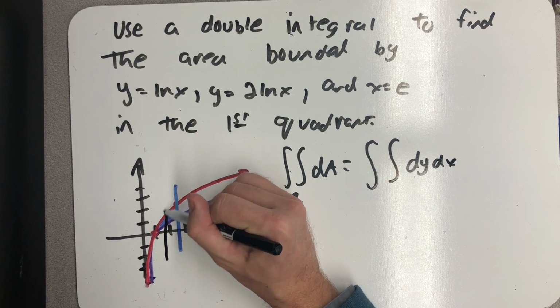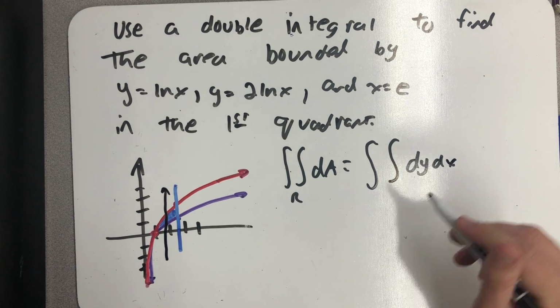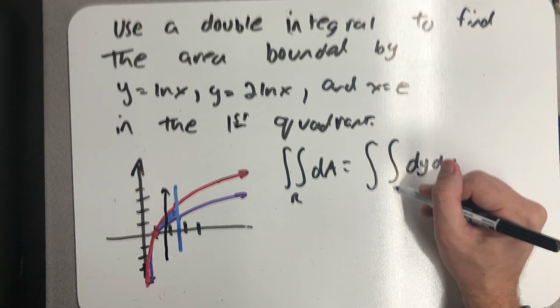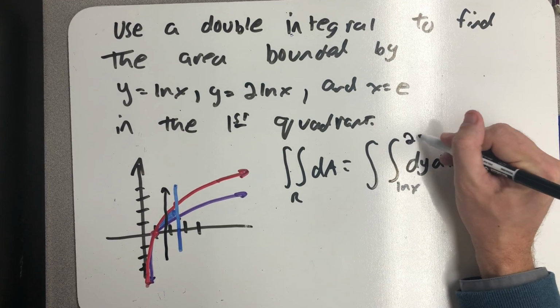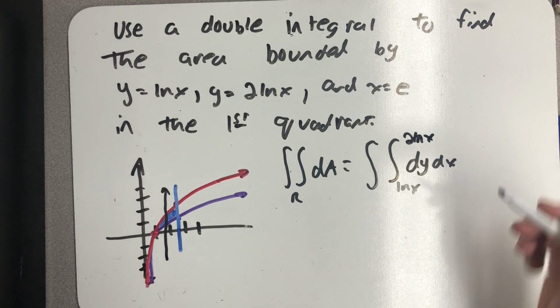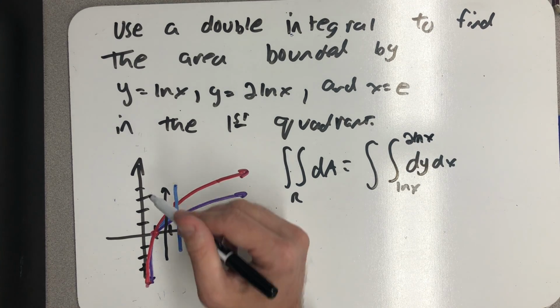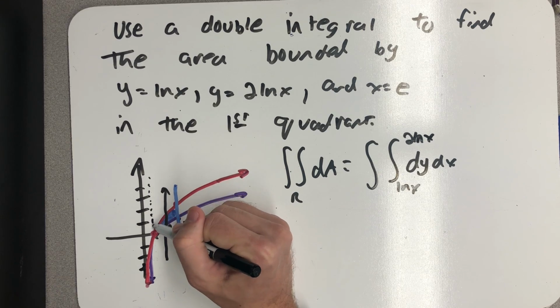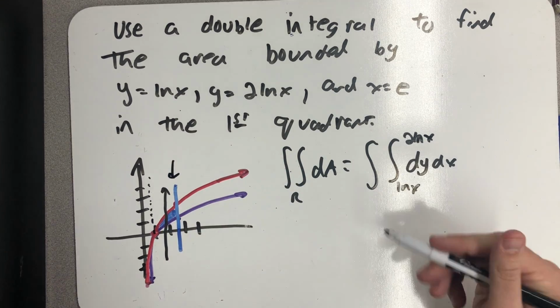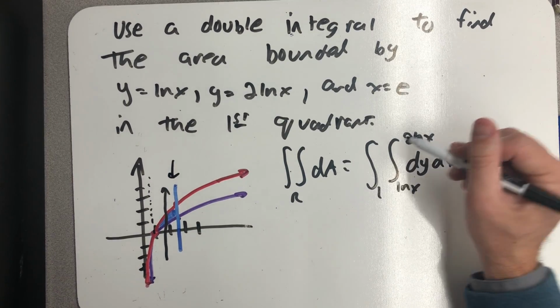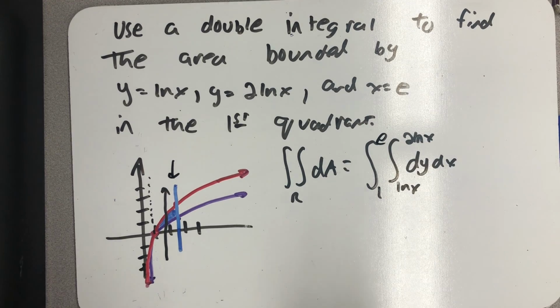So I draw a ray in increasing direction of the first variable. I hit natural log of x, and then 2 times the natural log of x. And now I need bounds for x that include the whole region. Well, nicely enough, the x-intercept and the vertical line give me those bounds, 1 and e.